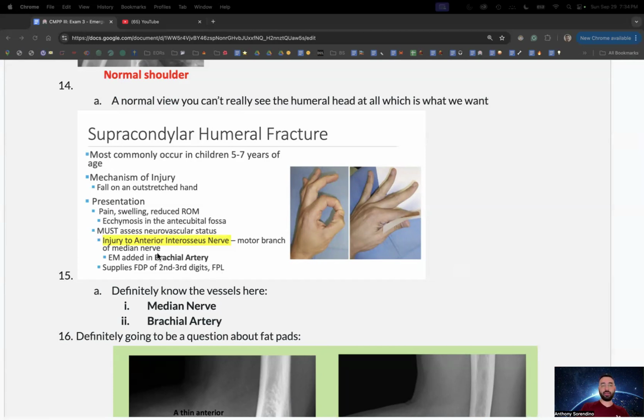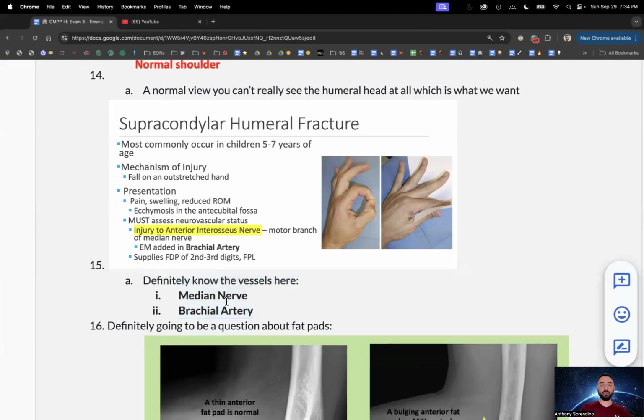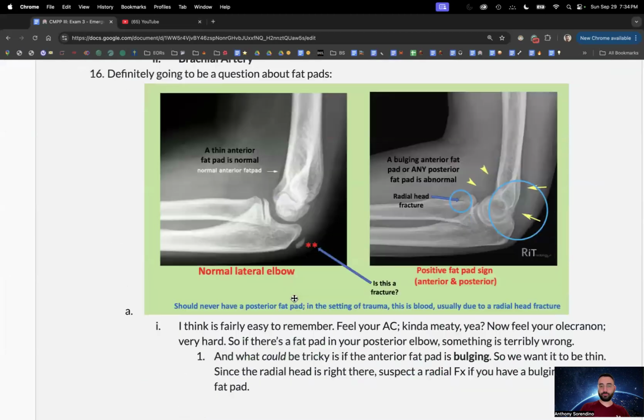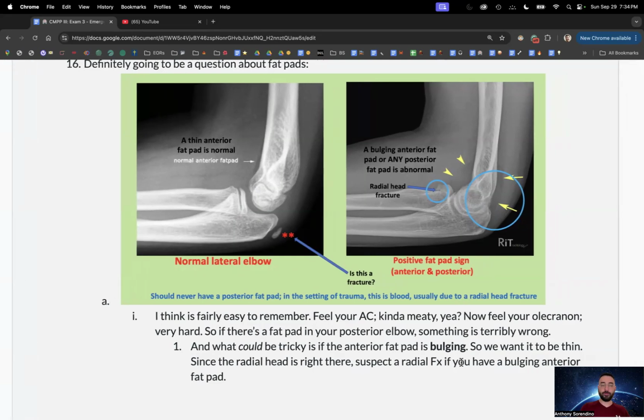And then know that the brachial artery and median nerve are all in that area for supracondylar. Very important. Fat pads: a little bit of an anterior one is normal. Okay, so this is normal. A bigger one here, not good. Posterior, not good. So there's a radial head fracture here that is causing that.